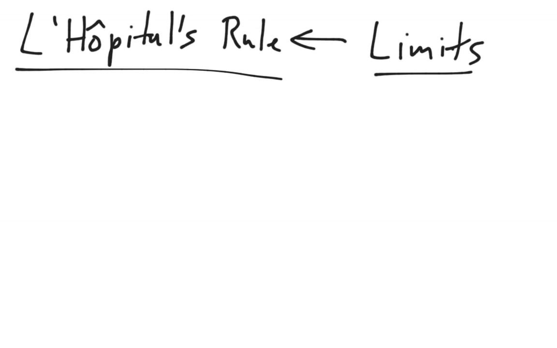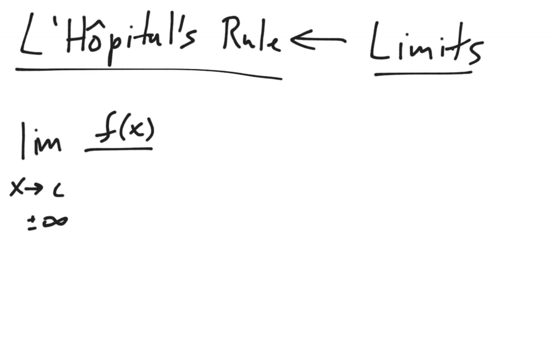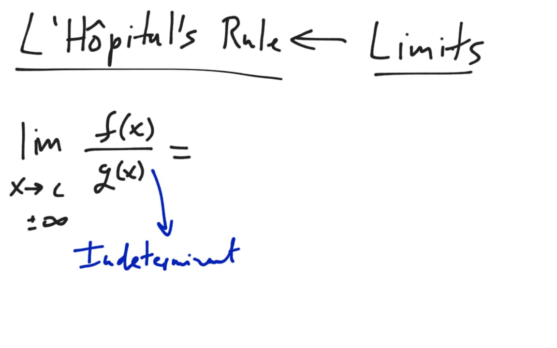And L'Hopital's rule says something very, very cool. It says that if you have the limit as x approaches some number, c, and this could also be positive or negative infinity, of a quotient, so if you have f of x divided by g of x, that under certain conditions, and here are the certain conditions, let's say that you plug in c, or you plug in positive or negative infinity to f and g, and you get one of the following what are called indeterminate forms.